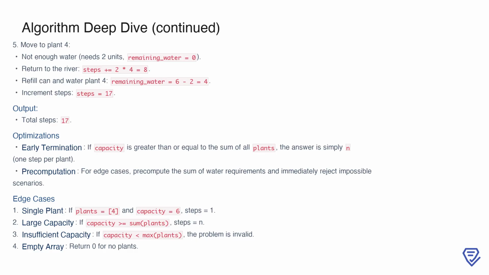To optimize, we can check if the capacity is greater than or equal to the sum of all water requirements. In such cases, the result is simply the number of plants, as we can water them in one pass. Edge cases include scenarios with a single plant, where the steps equal 1 if the can's capacity is sufficient, or situations where the can's capacity is less than the maximum plant requirement, making the problem invalid. If the array is empty, the result is 0, as no steps are needed.